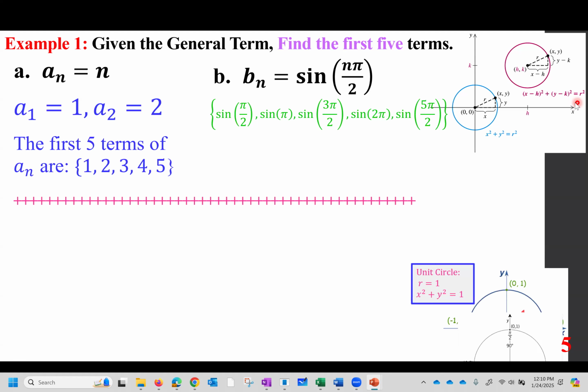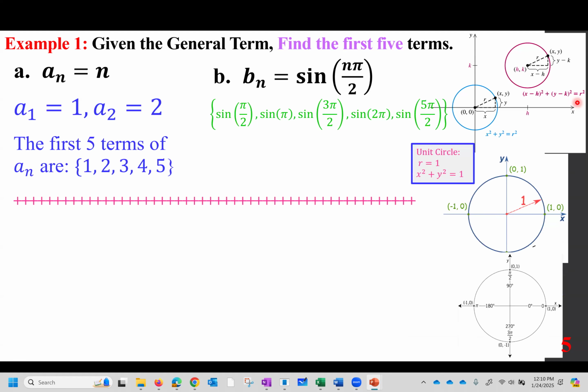Now, unit circle class, when the radius is 1, x squared plus y squared equals 1 squared or 1, it's called a unit circle because the radius is 1. When the radius is 1, the circle crosses the x and y axis at 1, 0, negative 1, 0, 0, 1, 0, negative 1. So that's pretty straightforward.